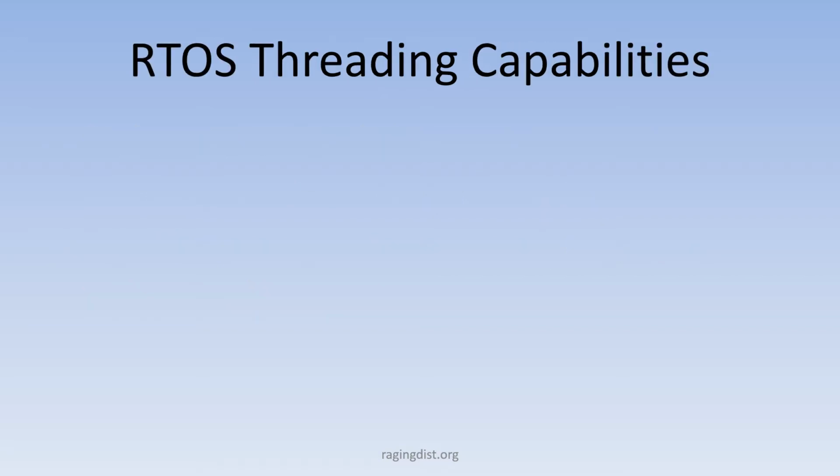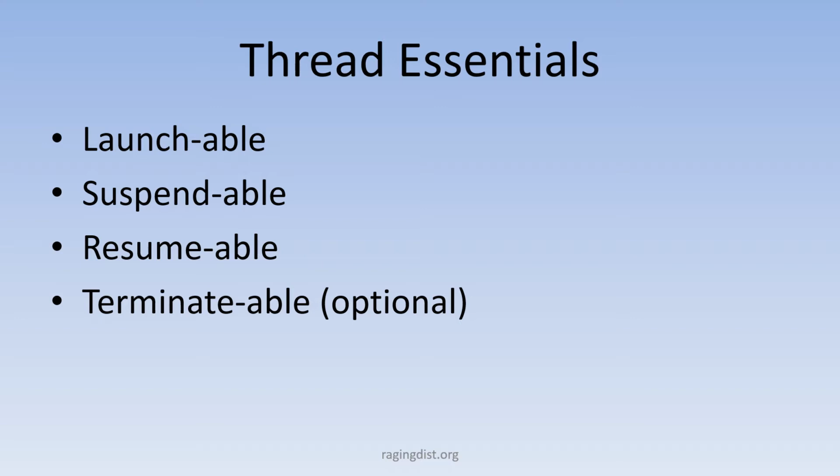Now, the principal job of an RTOS is to allow threads to be run and to manage these threads. So an RTOS must have some basic threading capabilities. A thread, of course, has to be launchable, and it has to be paused at some point to allow another thread to run. If you have a thread which can't pause, that means you can't switch to another thread, and you cannot meet your real-time deadlines. And terminatable is actually optional. I think it's a nice feature to have, but it's really not used very much.